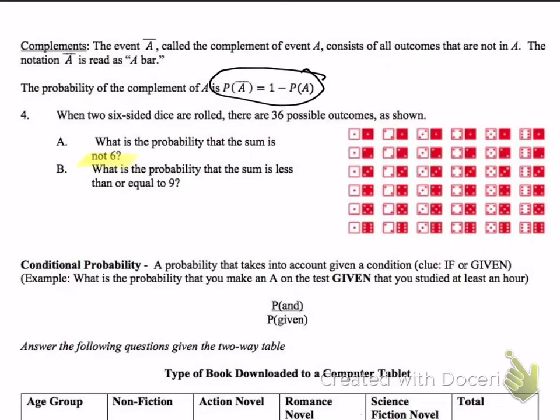The easiest way to do this, instead of counting the ones that are not 6, is to count the ones that are 6 and then subtract. So I want to do 1 minus the probability of rolling a 6. If you look at your chart, I'm going to circle all of the ones that are 6. So we have 1, 2, 3, 4, 5. I'm looking for the sum. So I have 1 and 5, 2 and 4, 3 and 3, 4 and 2, 5 and 1.